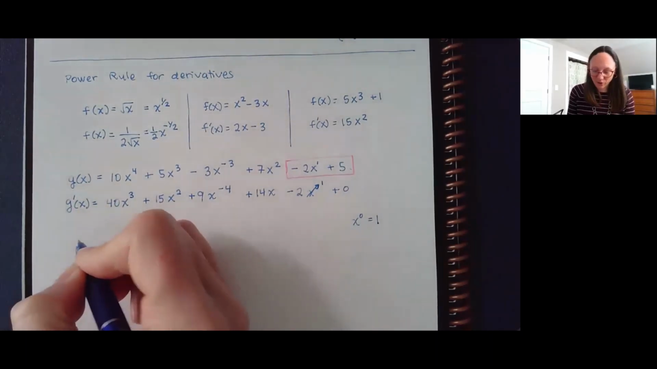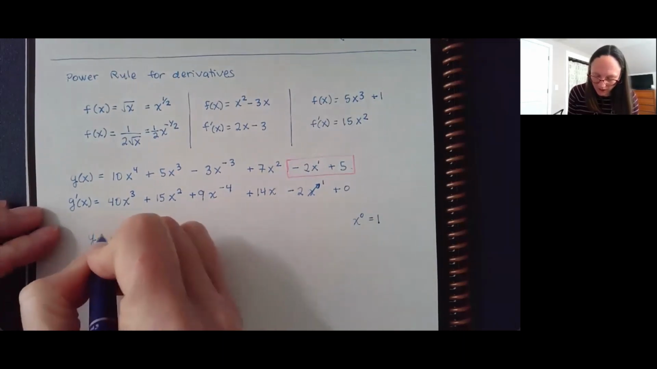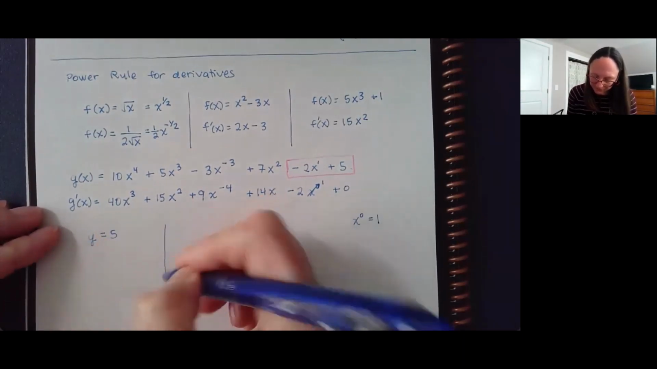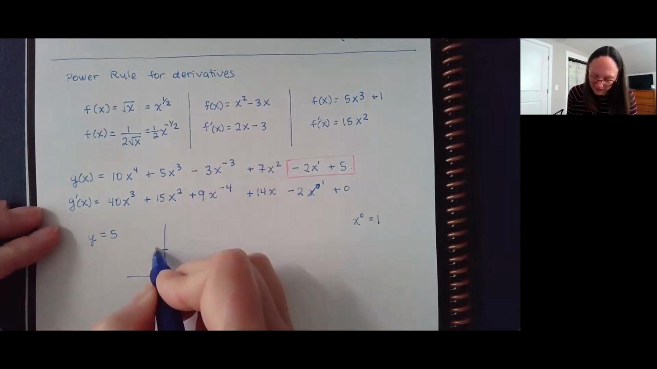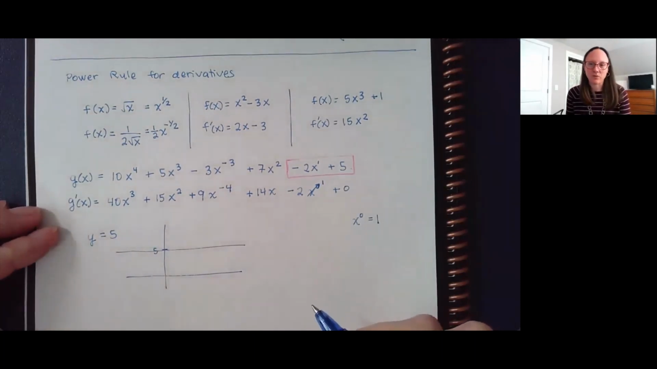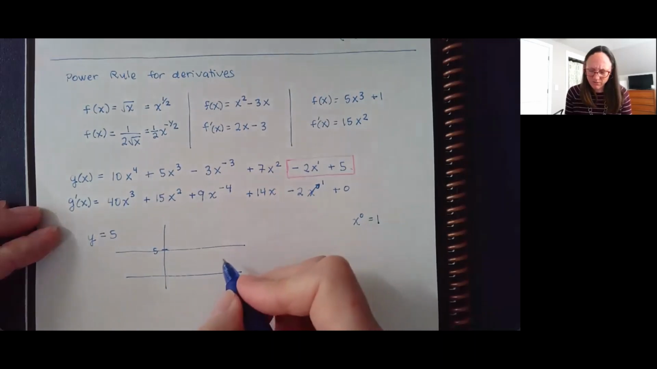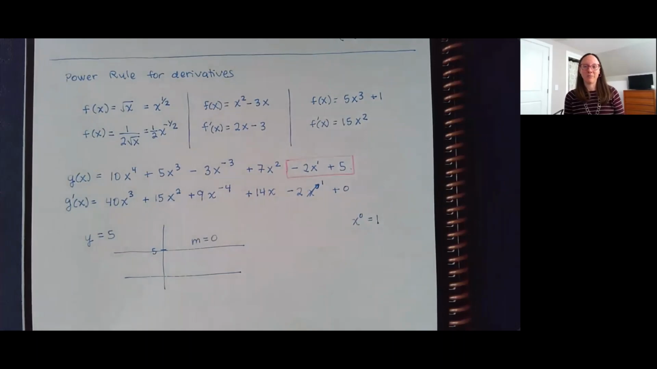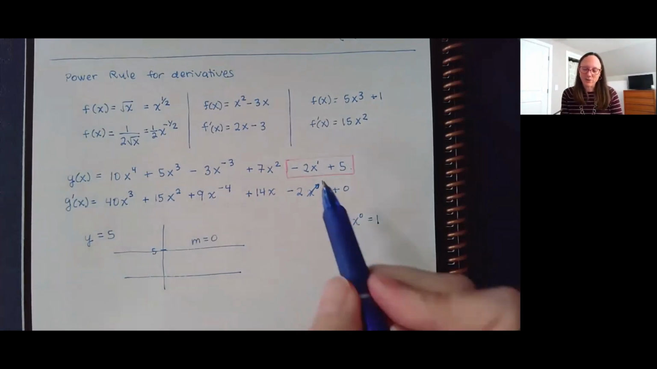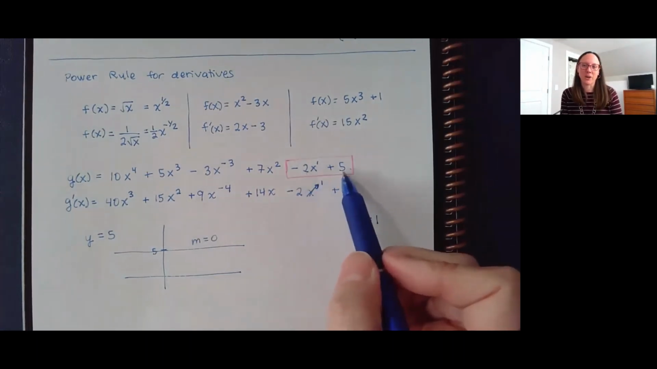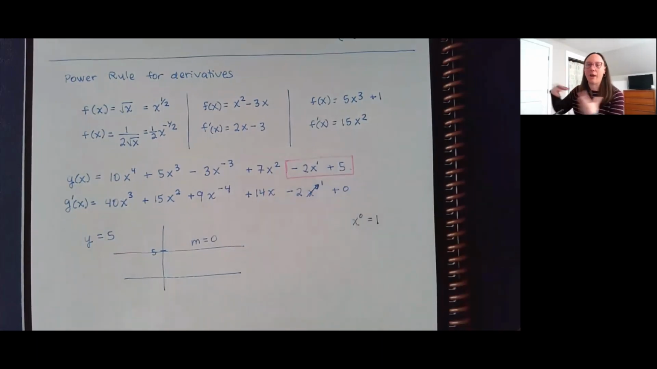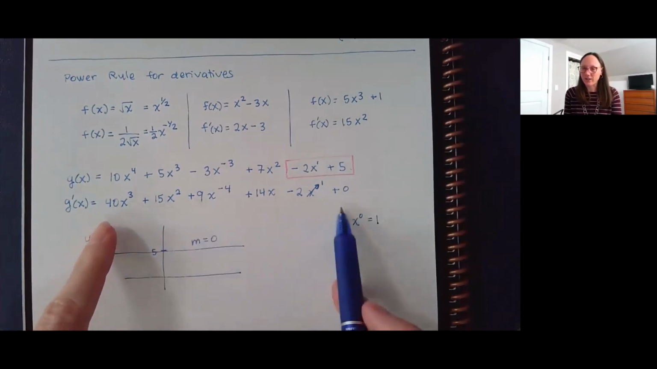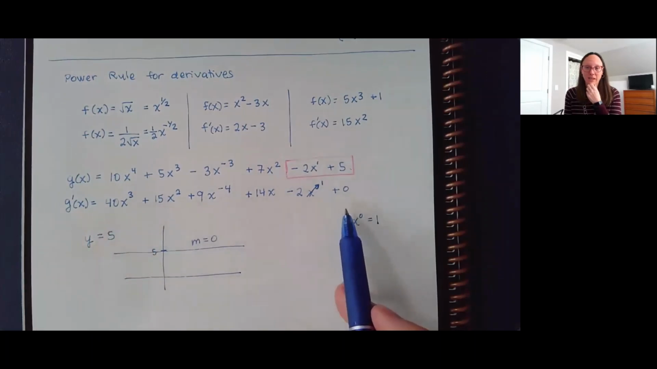Again, if I think about that graphically, if I had the function y equals 5, what that looks like is a horizontal line at y equals 5. Well, what's the slope of a horizontal line? That slope is 0 everywhere. So when it comes down to a number times x or just a number, I don't think about the power rule. I'm really thinking about what it means to look at the slope. Questions about the power rule before we get messy?